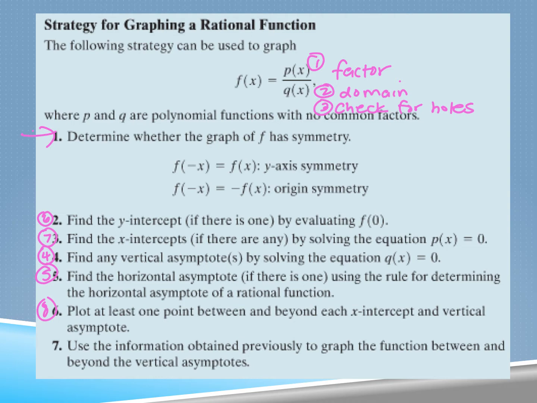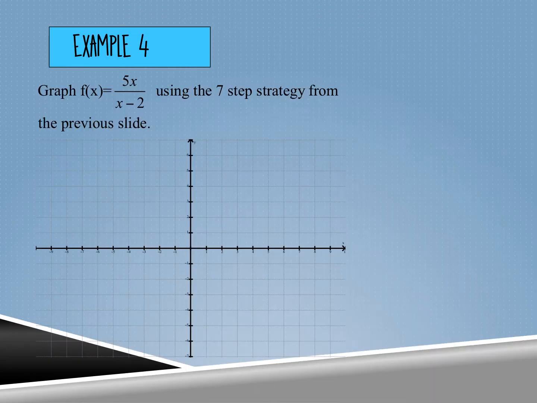It's going to say, give me the domain. It's going to say, give me both sets of asymptotes. It's going to say, find the intercepts. And then it's going to say, graph what you need from there. All right, so we're going to go all the way through this process from the start. It just says graph using the 7-step strategy from the previous slide.